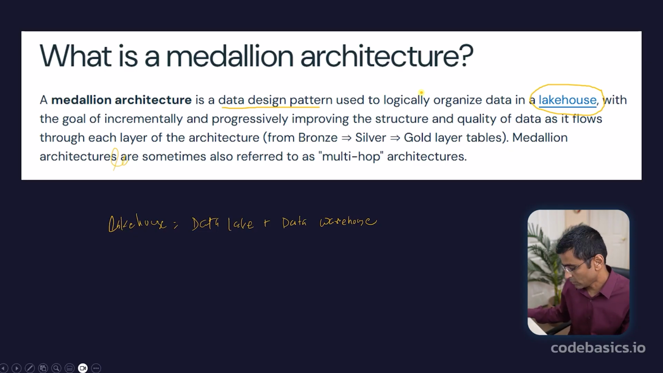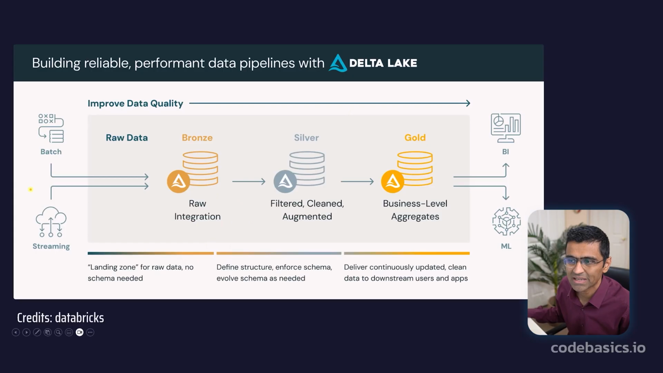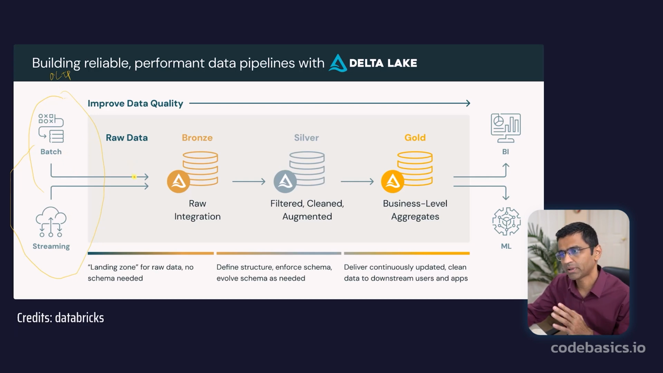So there are 3 layers: bronze, silver, and gold. Now this is the architecture. Let's say you are getting your raw data. So this is, let's say, your OLTP system. Let's say this entire system here is your OLTP system, and you are getting some batch data and streaming data. And this raw data gets into your OLAP, and in your OLAP, let's say this entire gray block that you see is your data lakehouse. So it's a combination of data lake and data warehouse.